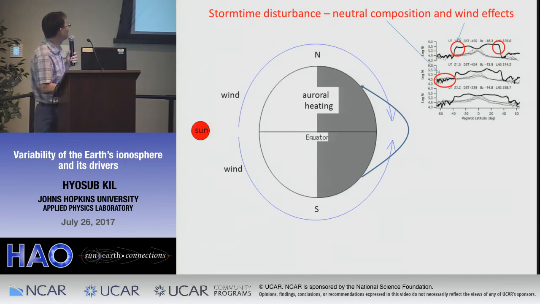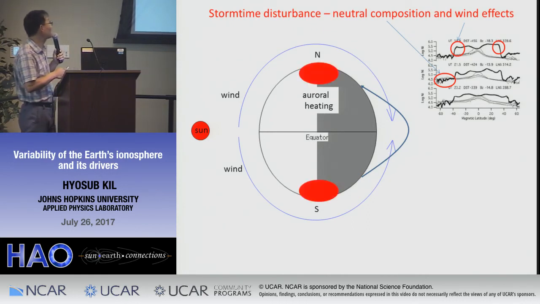And the neutral wind effect, we can also think about. As I mentioned, the wind blows from the day side to the night side at high latitude. And during magnetic storm, heating occurs in the auroral region. This heating causes wind. This wind is against the sun-driven wind here in the day side, but in the night side, the solar-driven wind and auroral heating, storm-driven wind, are in the same direction.